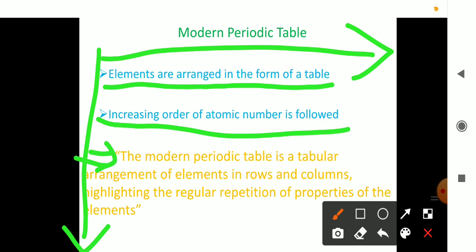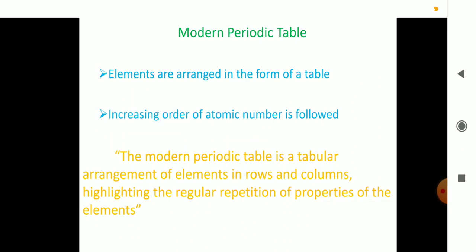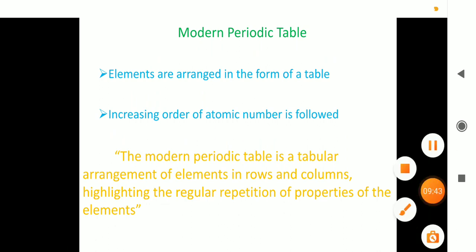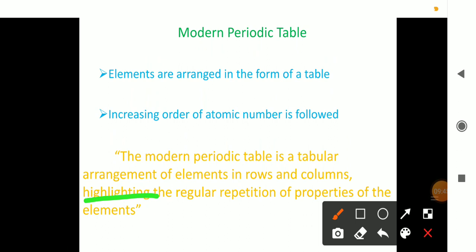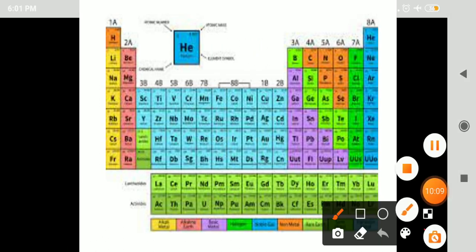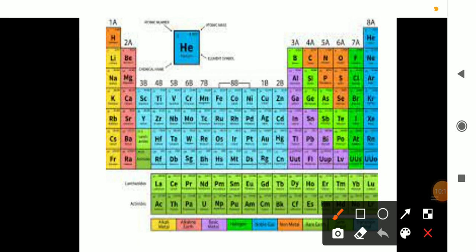The modern periodic table is a tabular arrangement of elements in rows and in columns, highlighting the regular repetition of properties of the elements. Here this repetition is very, very important. As I told you already, after a particular interval, the same property is repeated. So what is made in a modern periodic table? It is a tabular arrangement of elements in rows and in columns. But here the repetition of properties is maintained throughout the construction of the periodic table. And dear students, this is the modern periodic table we have been using till date.